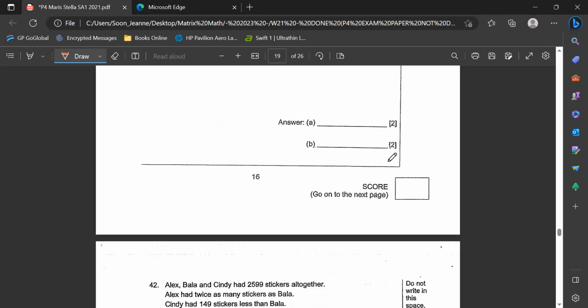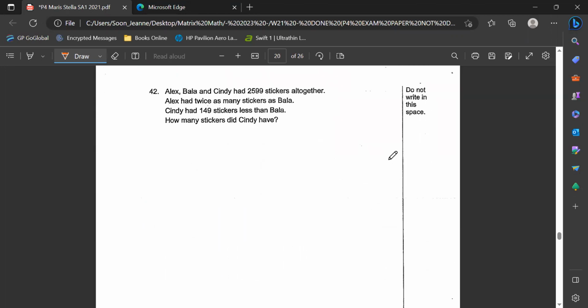Okay, moving on to question 42. Alex, Bala, and Cindy had 2599 stickers altogether. Alex had twice as many stickers as Bala. Cindy had 149 stickers less than Bala. How many stickers did Cindy have? So for this question, we draw a model.